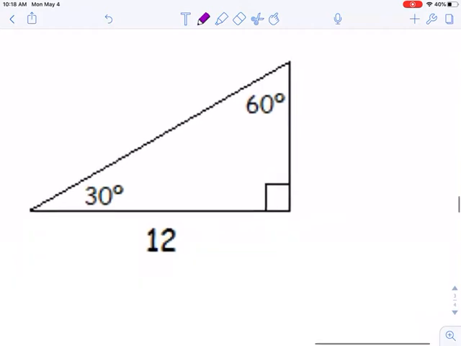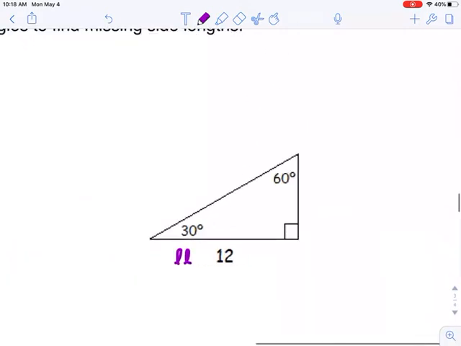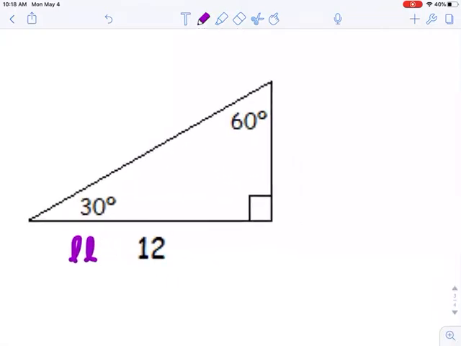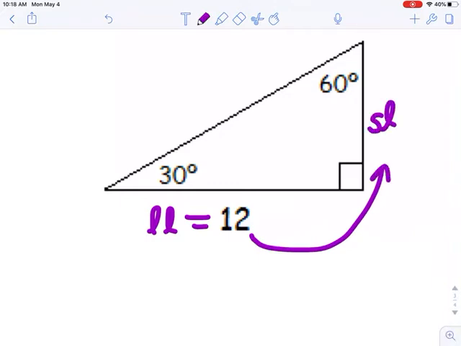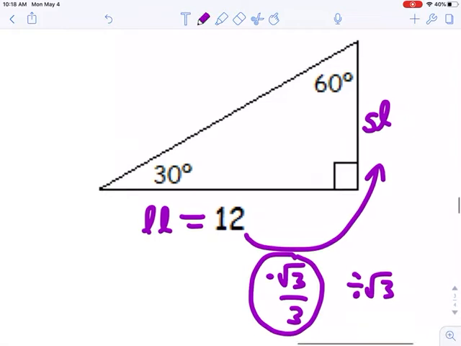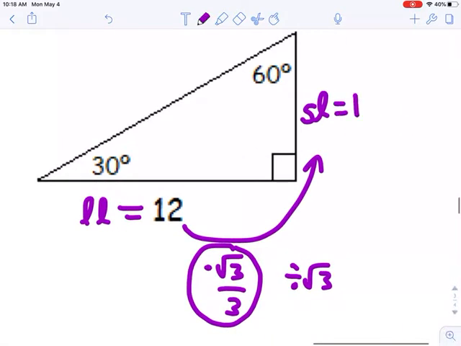So over here, in this one, I'm given the long leg. Same thing, I always want to find the short leg ASAP. Find it ASAP. So to get to the short leg, I can think, am I multiplying by radical 3 over 3? Or if there's a radical 3 in the answer, I'm dividing by radical 3. In this case right here, I'm going to use this one. So the short leg is 12 radical 3 over 3, which becomes 4 radical 3.